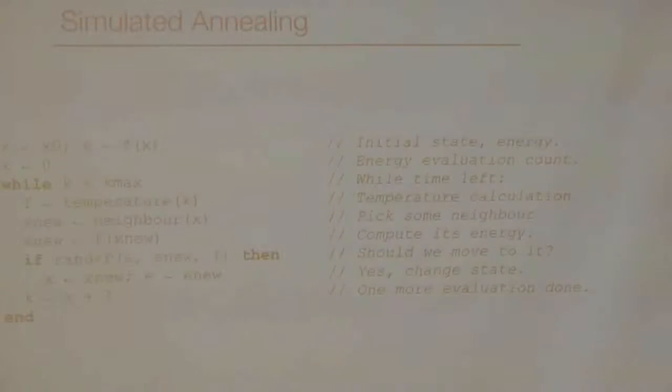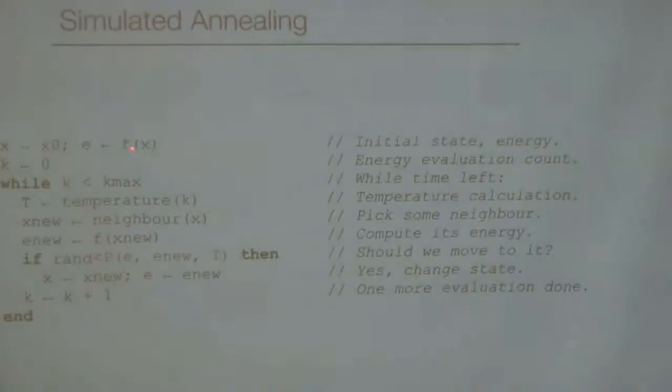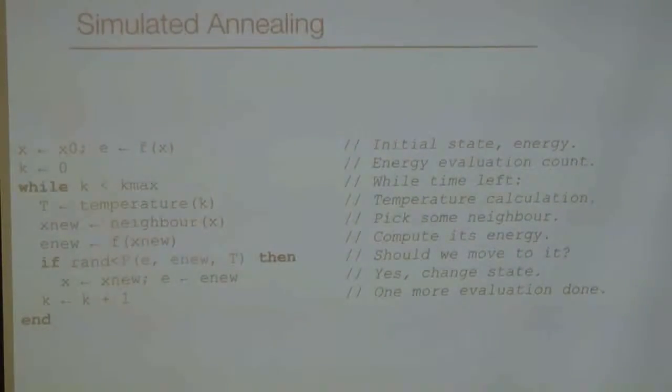So we start with some initial solution, x0, and we start with the function value at the initial solution, and this is what we will call the energy of the point x. Okay? We also have the iteration counter, and we iterate until convergence. What we do first is choose the temperature as some function of the number of iterations.